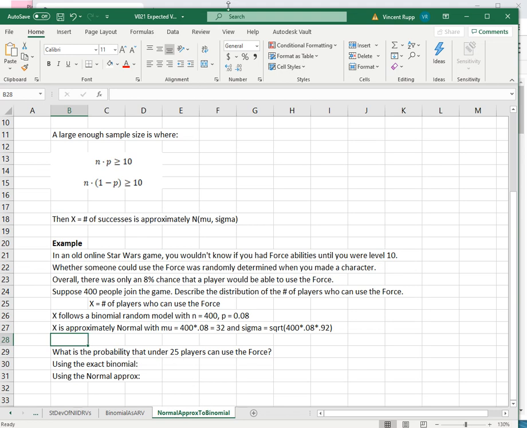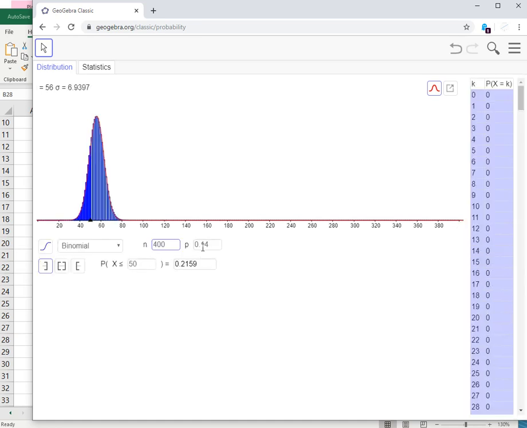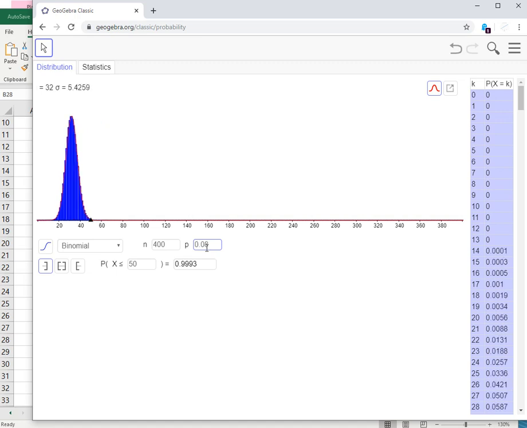So if you went into GeoGebra, you could enter this in the binomial. You could enter n equals 400, and then you have to sit and wait for a minute, depending on how fast your computer feels like being today. And then you enter p, this is slow, 0.08. And then it'll generate the distribution. You can see it's kind of hard to tell because of the scaling, but it does look very, very close to a normal approximation.